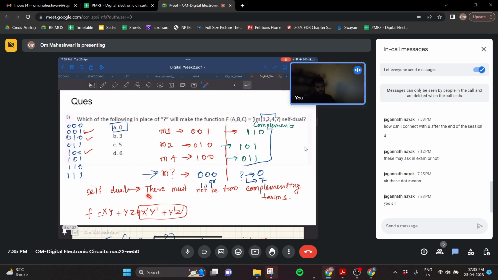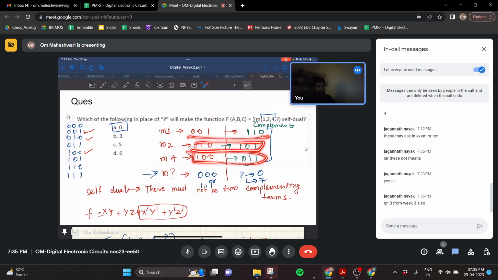So that means there must not be two complementing terms. If I have these three terms, I must not have these three terms. These three must not be there. Else it will not be self-dual. For self-dual, there should not be two complementing terms, right? These are complementing terms, these are complementing terms, and these two are complementing terms.